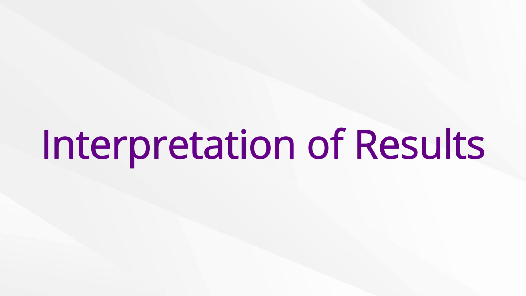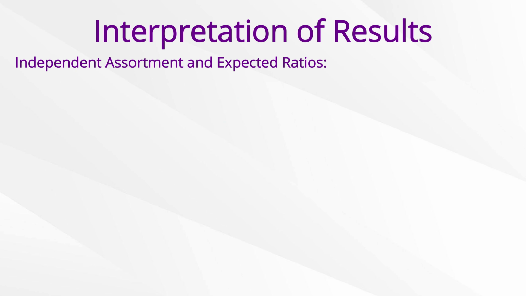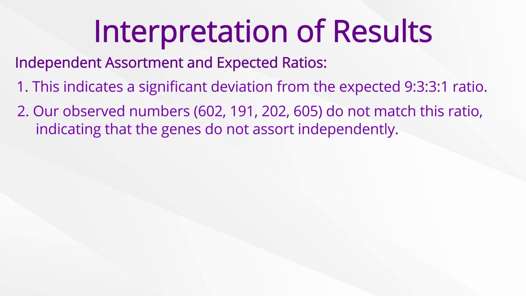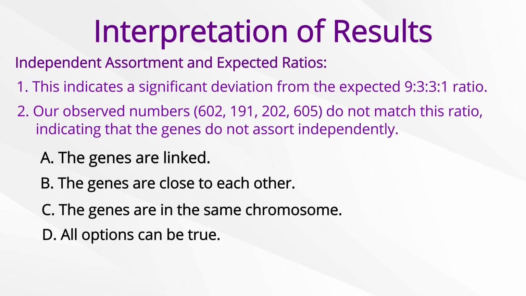Interpretation of results. Independent assortment and expected ratios. 1. This indicates a significant deviation from the expected 9:3:3:1 ratio. 2. Our observed numbers, 602, 191, 202, 605, do not match this ratio, indicating that the genes do not assort independently. So, let's see what option is the correct one.